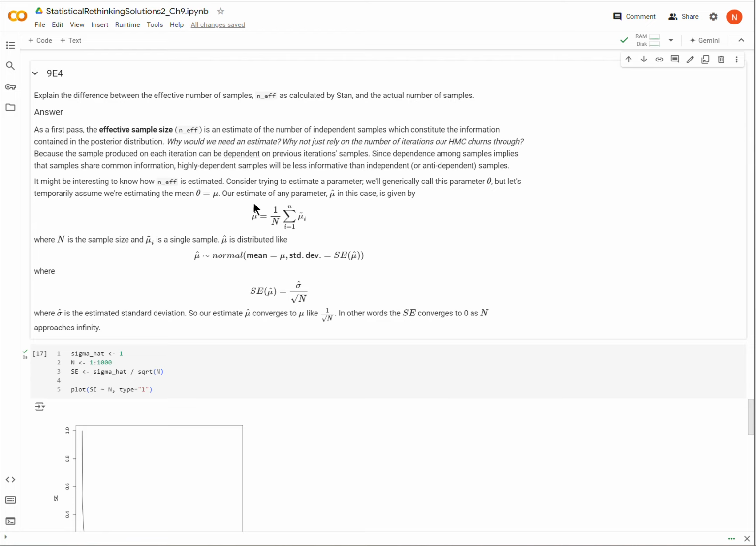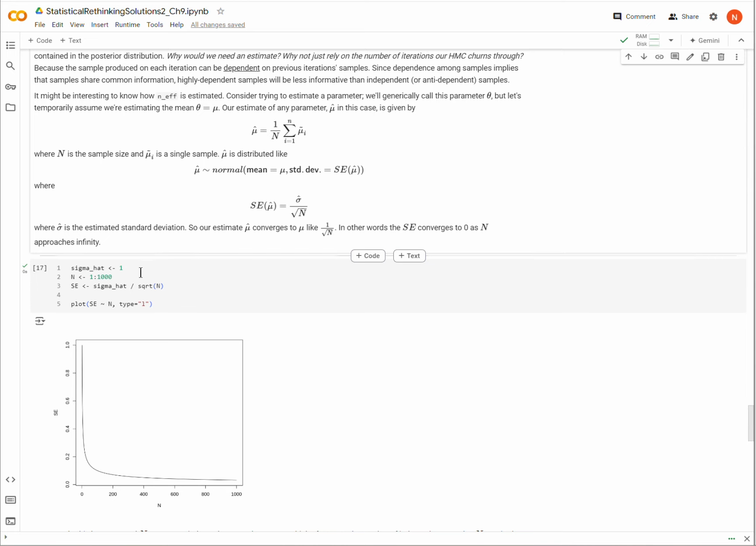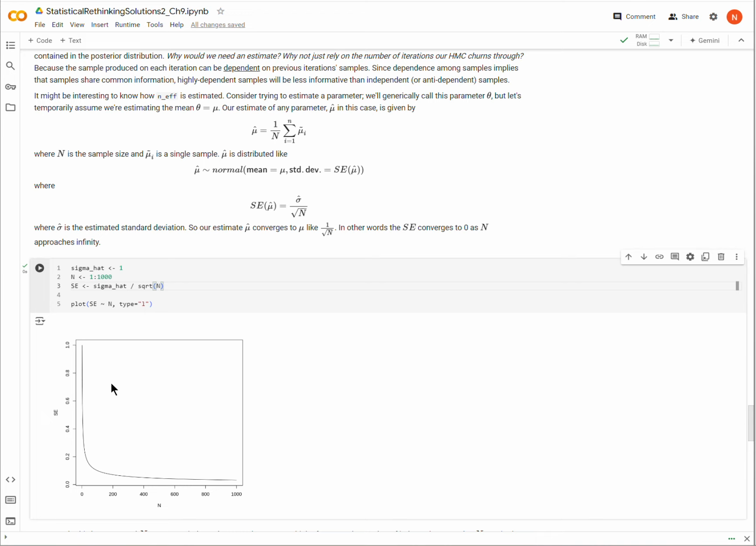It approaches 0. Okay. So just to give a sense of what this might look like graphically, I have an estimate for sigma, which is called sigma hat, and it's 1. And then I have a series of samples, 1 through 1,000. And then I'm estimating the standard error for each one of these sample sizes, which again is just sigma hat divided by the square root of the sample size. And so I'm just plotting it, and this is what that would look like. So this is standard error, and again, you notice that as n gets larger and larger, standard error gets smaller and smaller, asymptotically approaching 0.